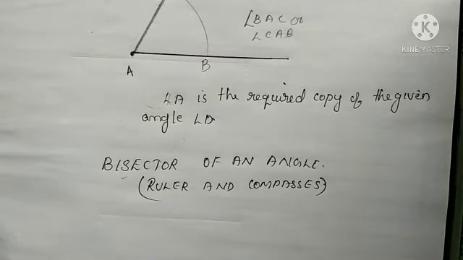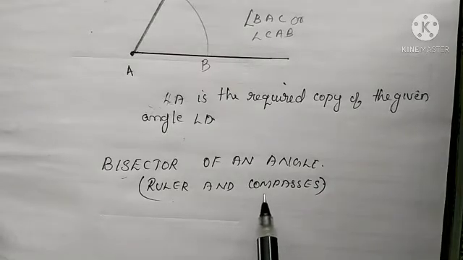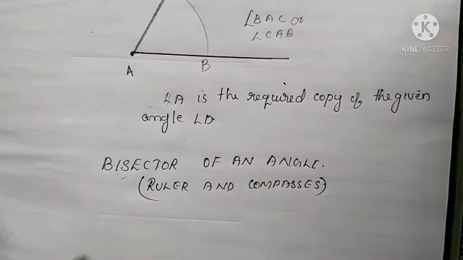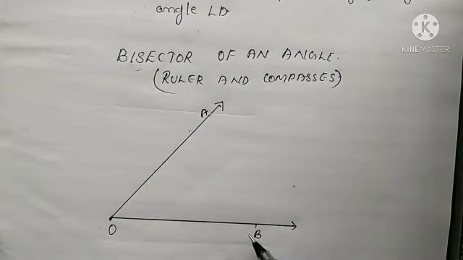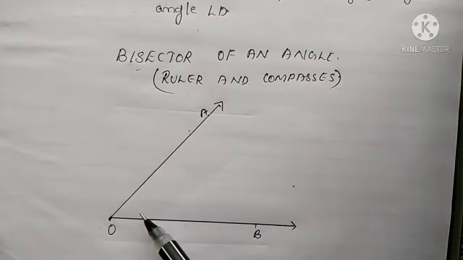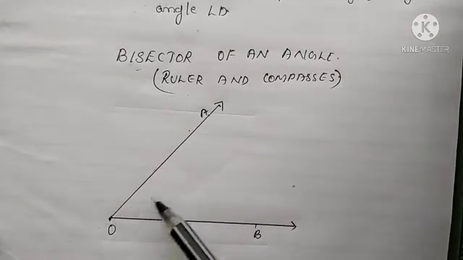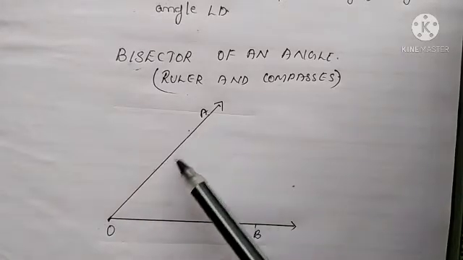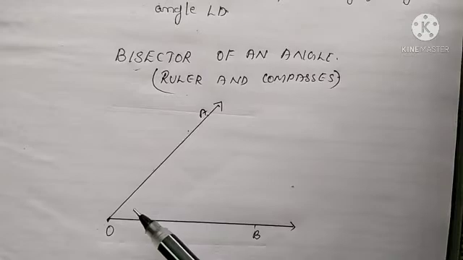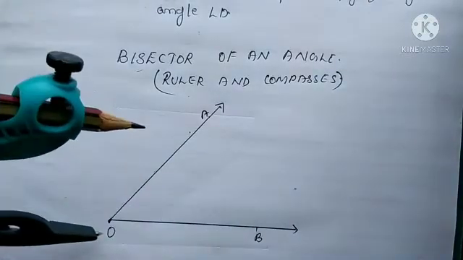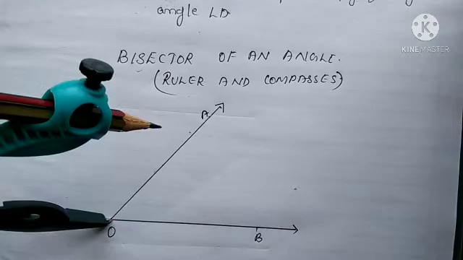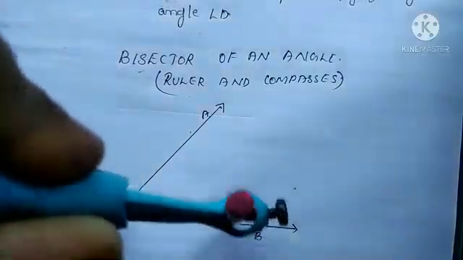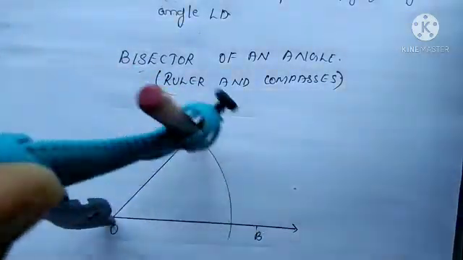Okay. With ruler and compass, it is very important we construct bisector of an angle using ruler and compass. Okay, this is the angle AOB to which we are going to construct a bisector. We have to divide this angle into two equal parts. That's our aim. Here also first we will draw an arc. With O as center and with convenient radius we will draw an arc.